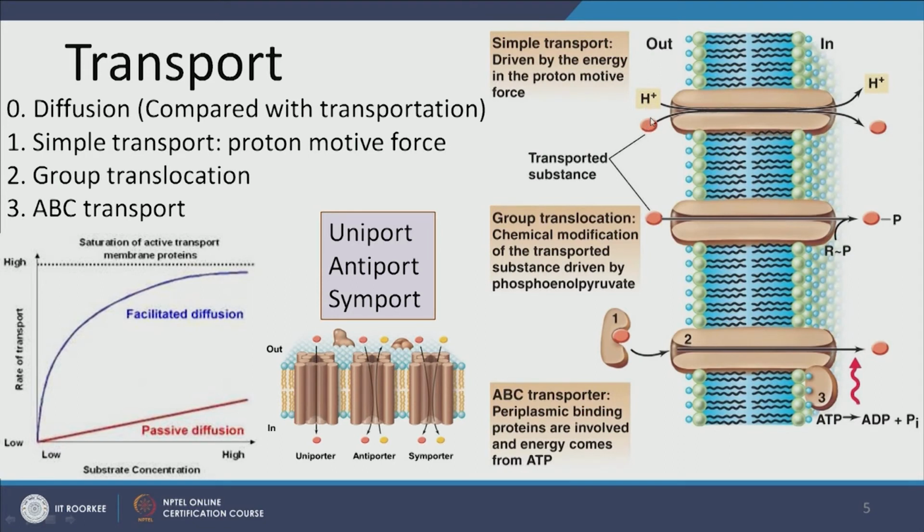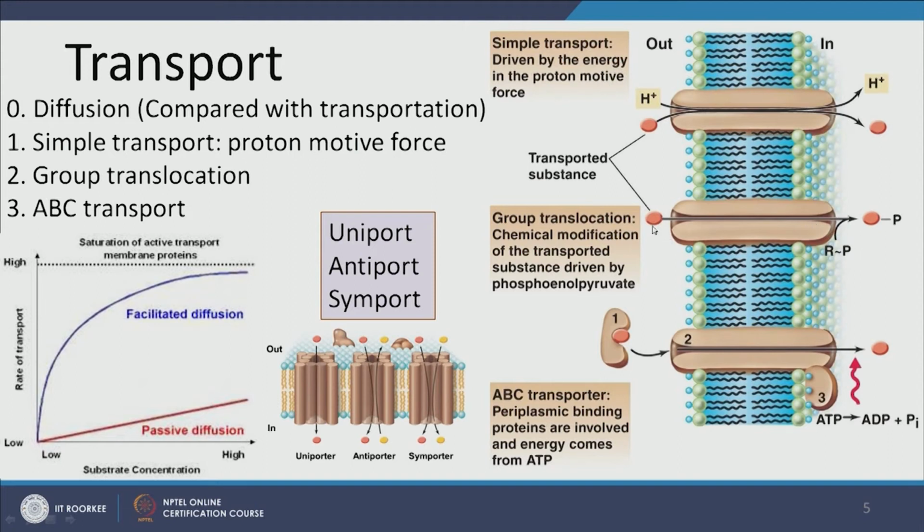So when it transports the substance in, the proton travels from here to the inside, or in other words, the electron travels from inside to outside. So the cellular potential is reduced by 1 charge and the substance has been transported inside. This is simple transport. Now in group translocation, this is really neat.